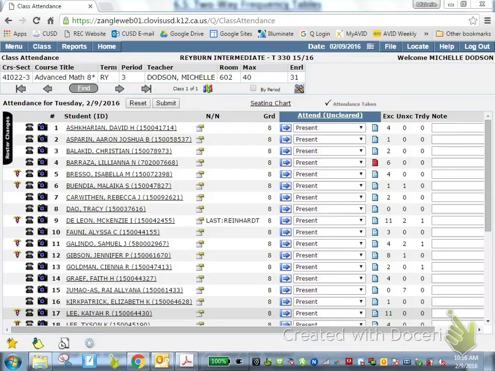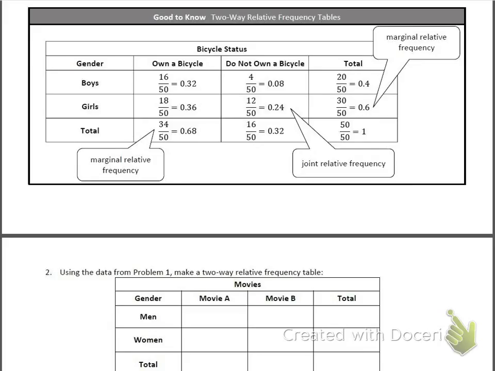Okay, so we also have what's called a two-way relative frequency table. So what I want you guys to do is underline that word relative. That means when we are doing a two-way relative frequency table or are looking for relative frequency, I'm looking for the frequency of whatever I'm asking relative to the total, which means I'm looking for a fraction. So I'm looking at how many men saw movie A out of all of the people that saw movie A. So you're going to write it as a fraction.